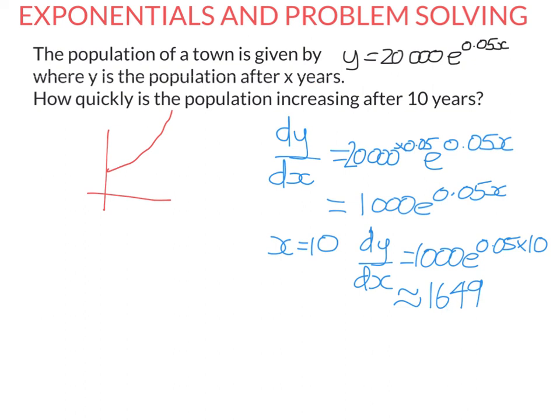It's per year because x was in years. So again, this is an instantaneous rate of change. It's just the rate of change at a particular instant in time. It's not the whole rate of change over the whole 10 years or anything like that.